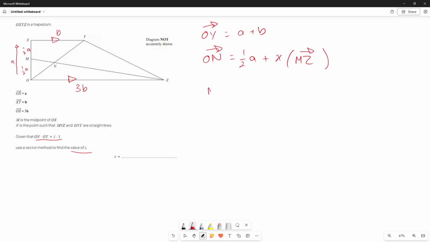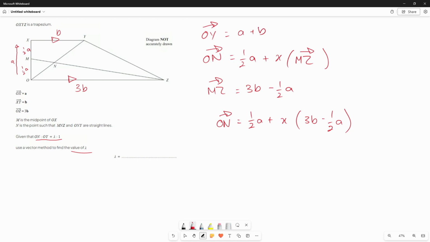So MZ will be 3B minus a half A, because we go the opposite way, we go minus a half A, and then we follow OZ to get 3B. So ON would be half A plus X lots of 3B minus a half A.